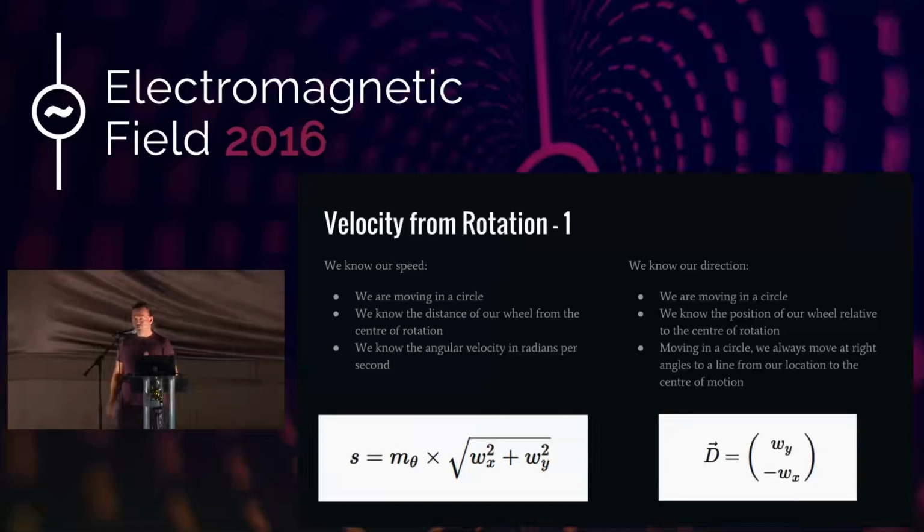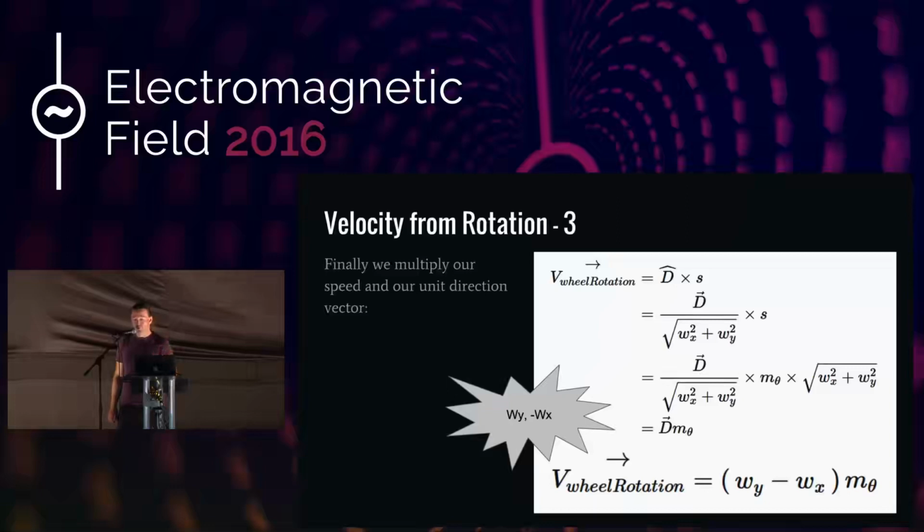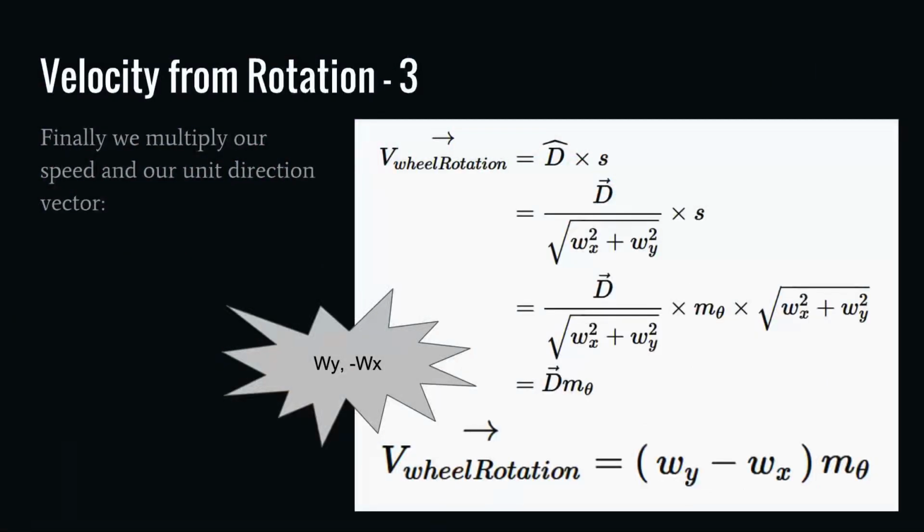What we want, however, is that our direction vector is arbitrary size, and we actually want a unit vector of length 1. So what we do is we divide by this, which turns out that our unit vector of direction is our direction vector divided by this quantity. And if we multiply it by our speed, then these cancel out. So actually, what we end up with is our velocity of the wheel is the wheel's y-coordinate minus the wheel's x-coordinate, all multiplied by our motion in radians per second, which is actually quite nice and simple, because two of those are constants, and one of them is a value that we know directly.